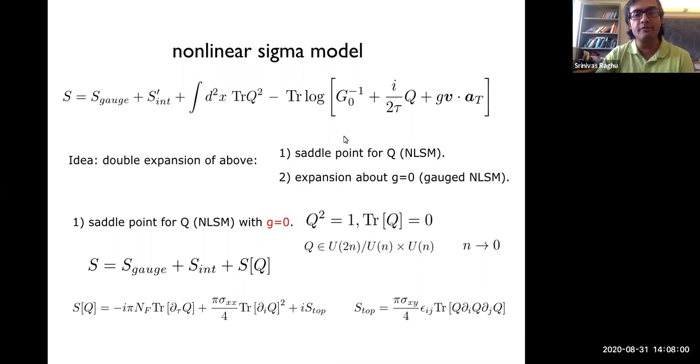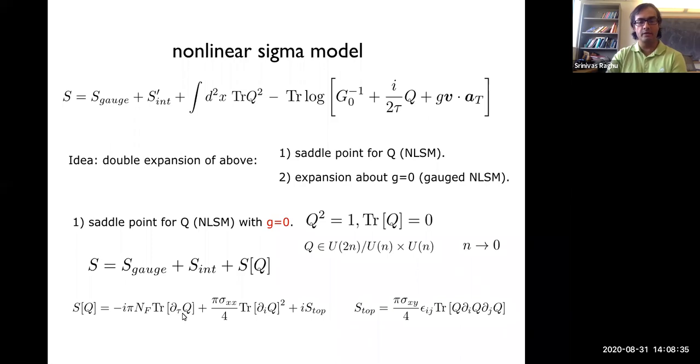So when we look at the saddle point expansion, there are standard methods. What you find is that the matrices Q have a saddle in which Q squared is 1, their trace vanishes, and their Goldstone manifold is this Grassmannian, where the n here corresponds to a replica n. Okay, and the effective action for Q is decoupled from the effective action for the gauge bosons, S gauge and S int. The effective action for Q has this nonlinear sigma model form.